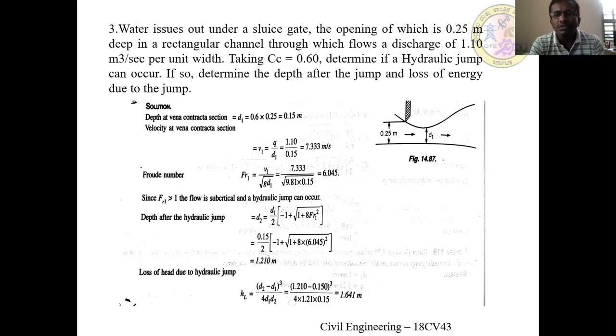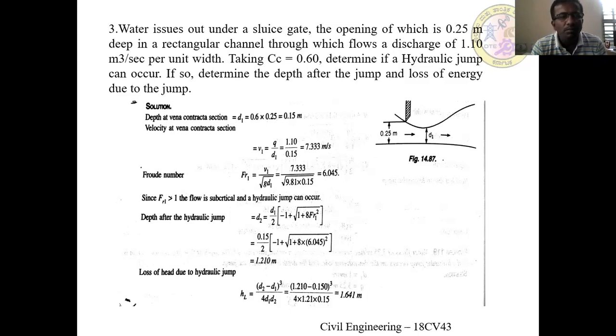The opening of which is 0.25 meter deep in a rectangular channel through which flows at a discharge of 1.10 meter per second per unit width, which is directly given as the value of small q. Taking Cc, the coefficient of contraction, as 0.60, determine if the hydraulic jump occurs. If so, determine the depth after the jump and the loss of energy due to the jump.